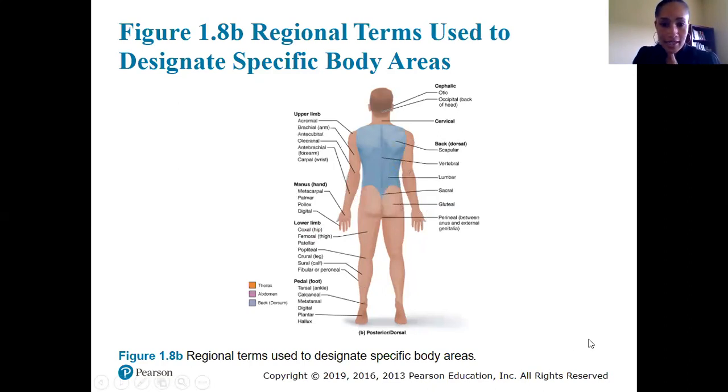And then lastly, I believe, no, we've got a couple more things. Calcaneal is going to represent your heel, the posterior portion of the heel. Otic represents your ear. Occipital is the back of your head. Scapular, representing your scapula. Vertebral, representing your vertebral column.